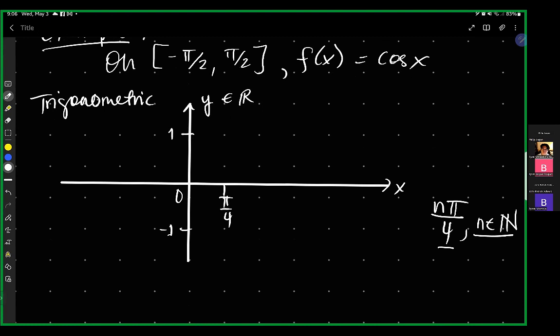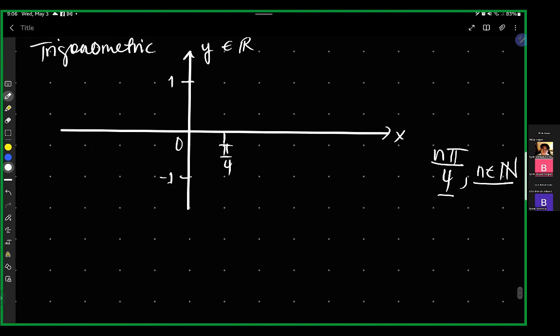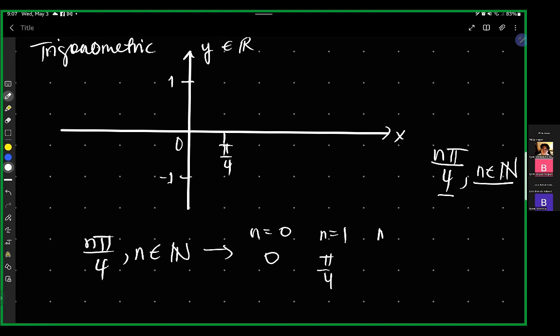Anyways, going back. So when you're writing the interval, you take the values for n, an element of the natural numbers. When n is equal to 0, it's just 0 over 4, which is 0. When n is equal to 1, it's pi over 4. When n is equal to 2, it's 2 pi over 4, or simply pi over 2. When n is equal to 3, that's 3 pi over 4. And when n is equal to 4, it's simply pi. So that's the interval on the right-hand side of the x-axis.